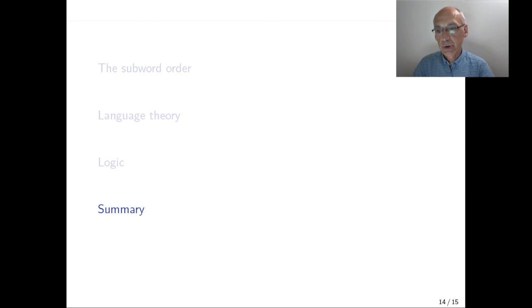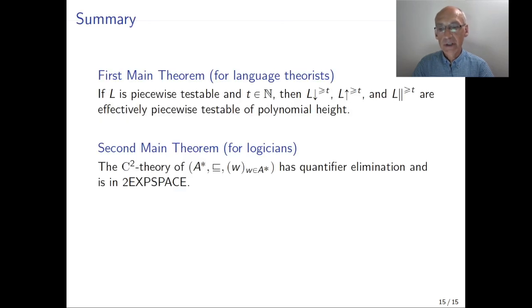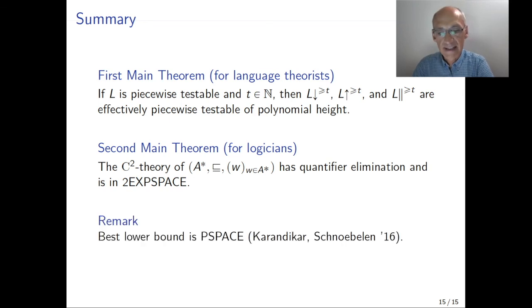And now we come to the summary. The two main theorems give, for language theorists, a closure property of the class of piecewise testable languages, and for logicians, quantifier elimination and an elementary decision procedure. And the first question everybody would ask, and here's the answer: is twofold exponential space optimal? And my honest answer is I have no idea. The best known lower bound, again by Karandikar and Schnoebelen, is PSPACE.